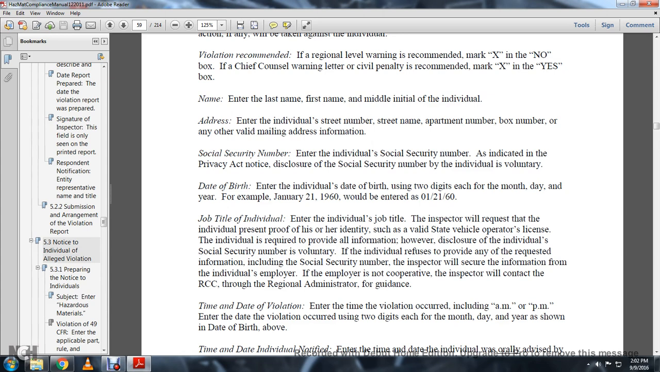Job title of the individual: enter the individual's job title. The inspector will request that the individual present proof of his or her identity, such as a valid state vehicle operator license. The individual is required to provide the information. However, the disclosure of the individual's Social Security number is voluntary.